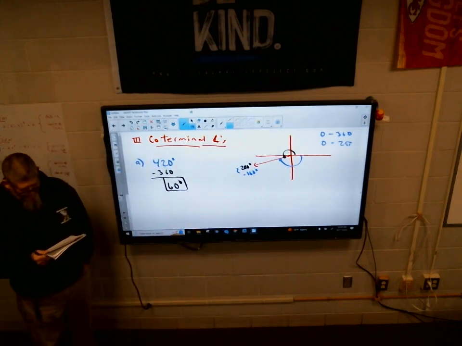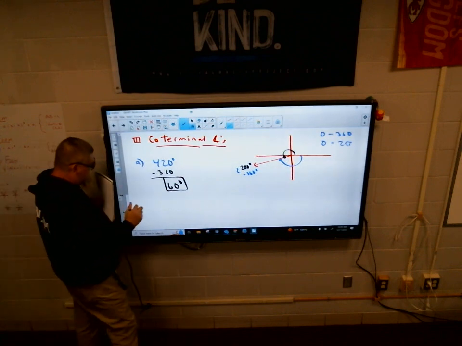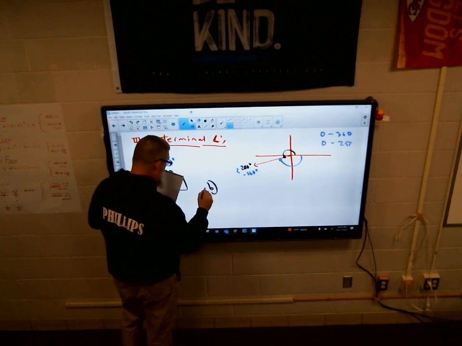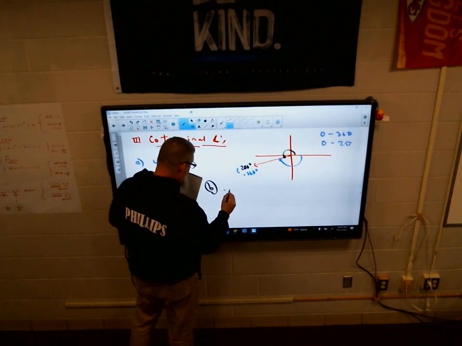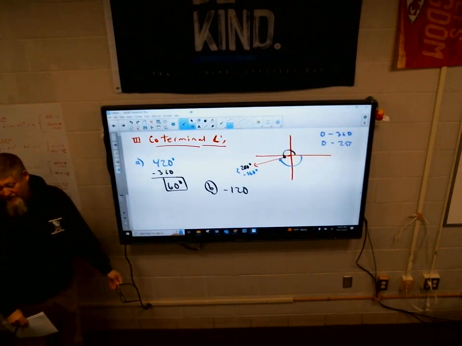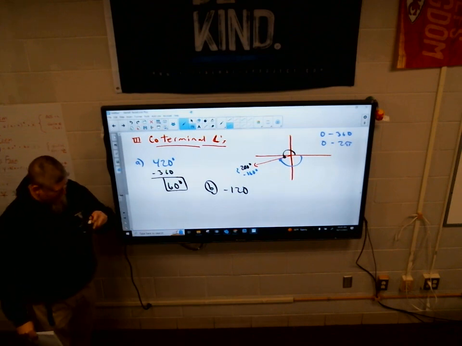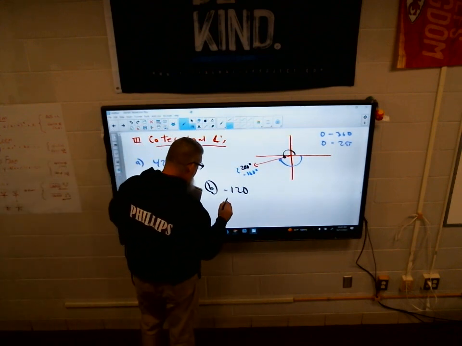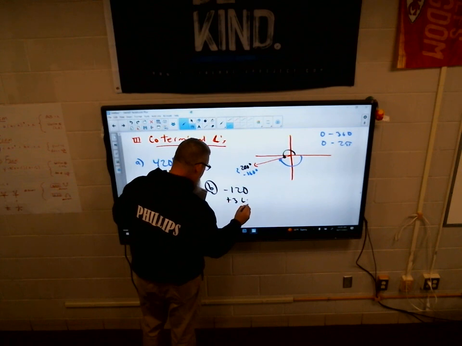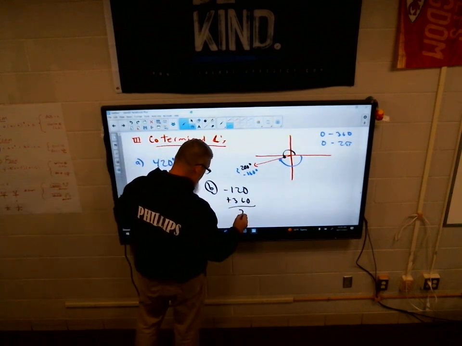Mr. Phillips, if the 420 was negative, would you still subtract 360? What if I have negative 120? If I subtract 360, I'm gonna get further in the negatives. So I just add 360. So I'm gonna get 240 degrees.